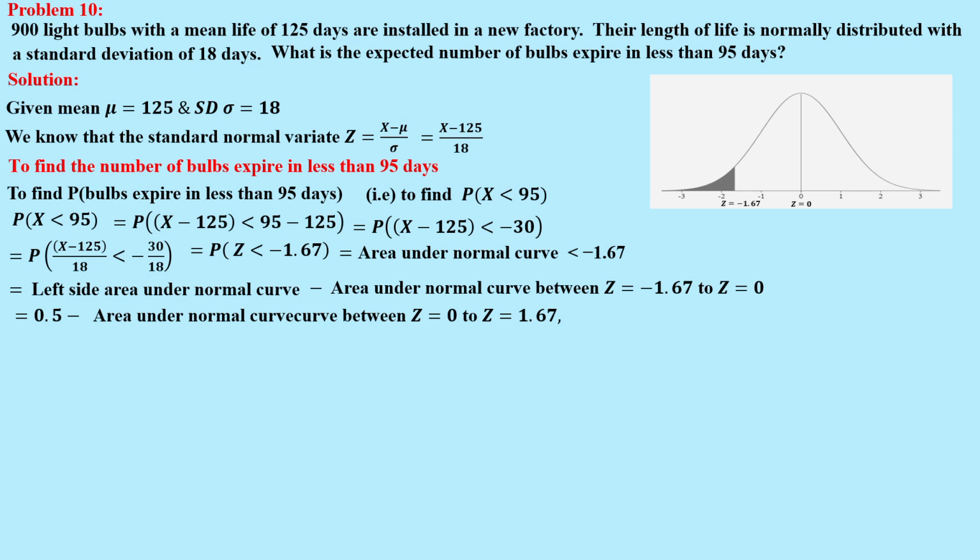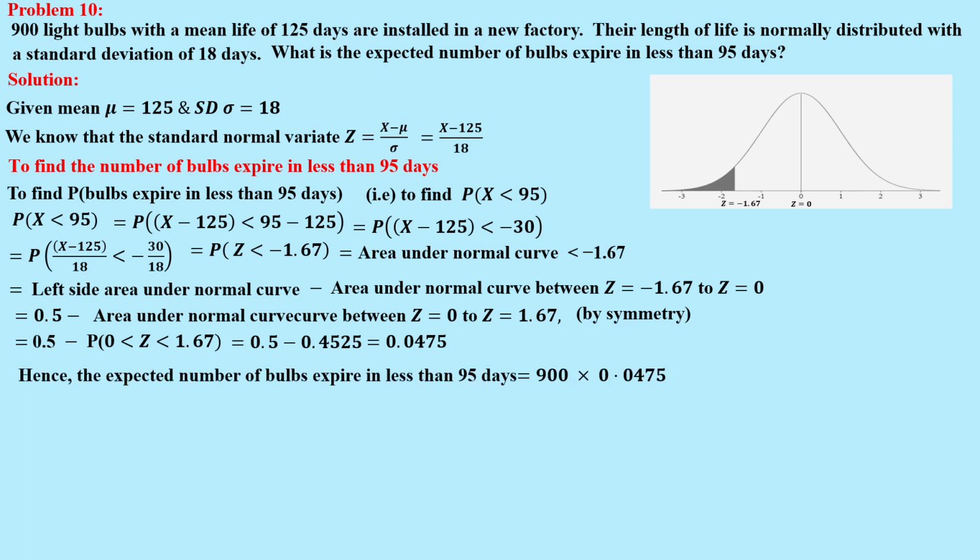So that is 0.5 minus the area under the normal curve between Z equal to 0 and Z equal to 1.67, by the symmetric idea, right? So 0.5 minus probability of 0 less than Z less than 1.67. From the table, 0.5 minus 0.4525 is equal to 0.0475. So the expected number of bulbs that expire in less than 95 days: total number of bulbs 900 into probability 0.0475, so 43 approximately.